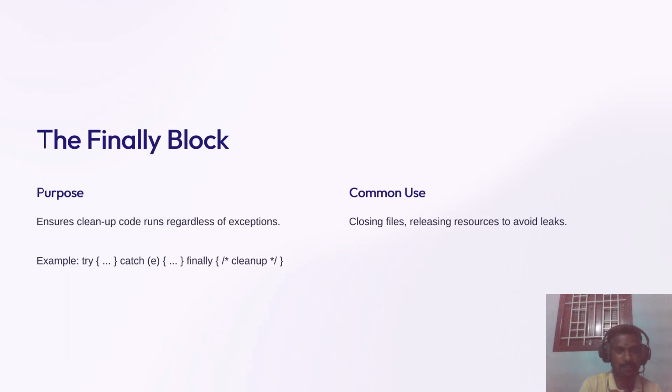This is the purpose of the finally block. That's very simple: the try, catch, then finally. Whatever statements are mentioned inside the finally block are executed at the end of the program. So that is called a finally block.